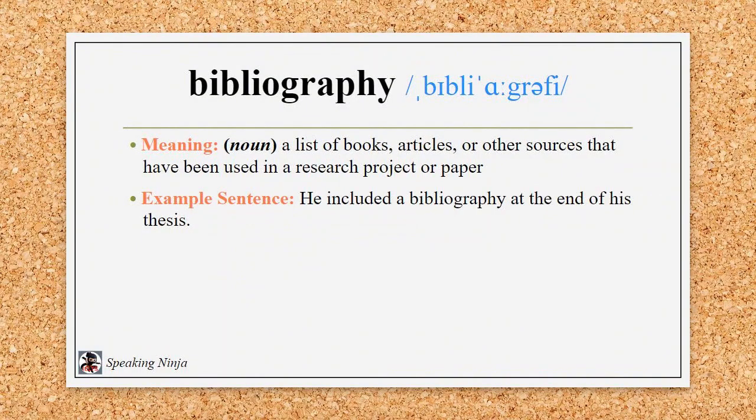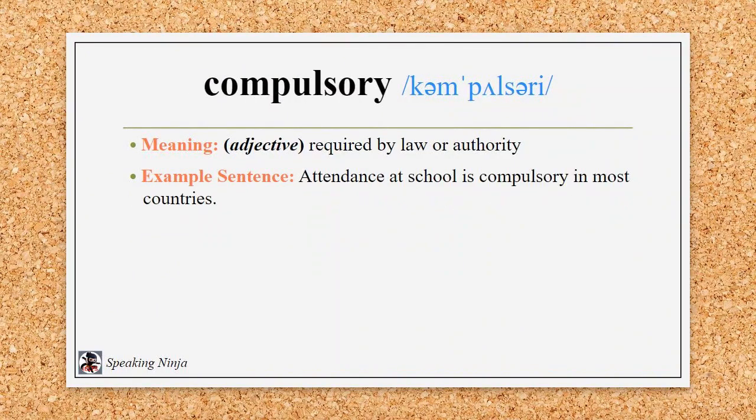Moving on to bibliography, a list of books, articles, or sources used in a research project or paper. When you write a thesis, you'll need to include a bibliography. Now, let's talk about compulsory, meaning required by law or authority. In many countries, attending school is compulsory.